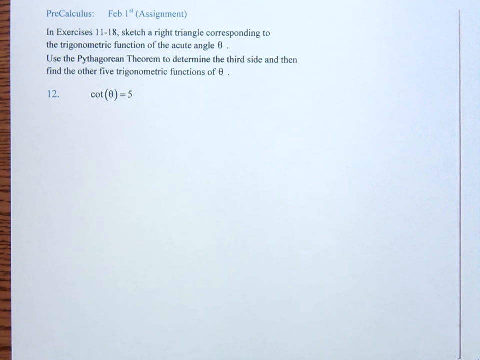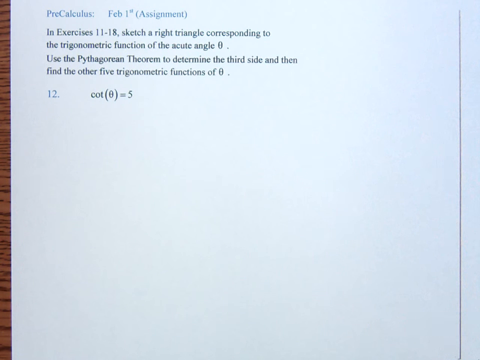This is example or exercise 12 assigned from Wednesday. I'm going to review it here. I'm going to read the instructions. It says in examples 11 through 8, first we want to sketch a right triangle corresponding to the trigonometric function of the acute angle. And we want to use Pythagorean's theorem to find the third side and then find all of the other 5 trigonometric functions.